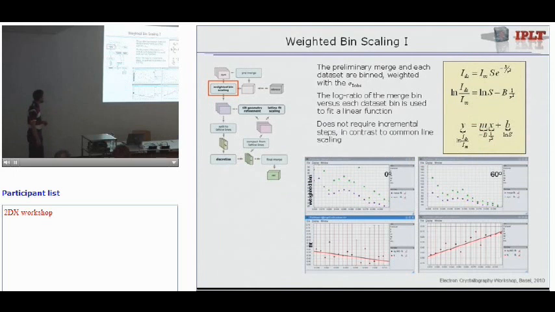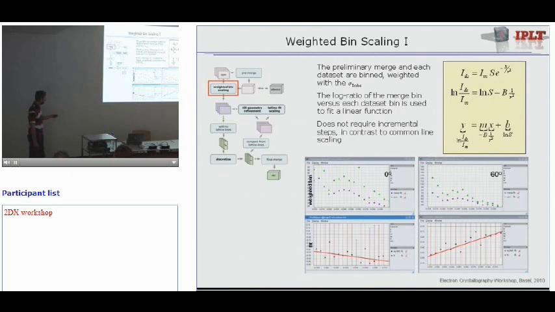Okay, so now the first step, weighted bin scaling. What we do is a preliminary merge. I already told you that data sets are binned and weighted based on the sigmas of the intensity you measured before. And then we take the log ratio of the merged bin versus the same bin of each data set, and then we can fit a linear function.